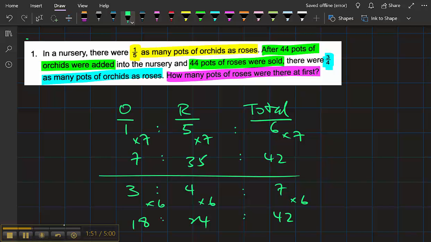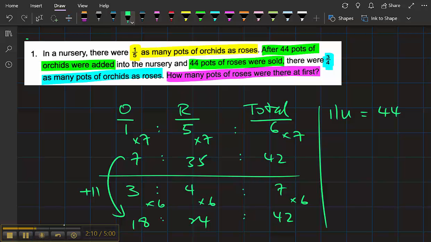Great. So next is to relate the number of units to the number of pots. So 44 pots of orchids added, so 7 to 18 was adding of 11 units. So 11 units would make the 44 pots. How many pots of roses were there at first? Roses at first is this number over here. We have to use the 35 to find the answer.